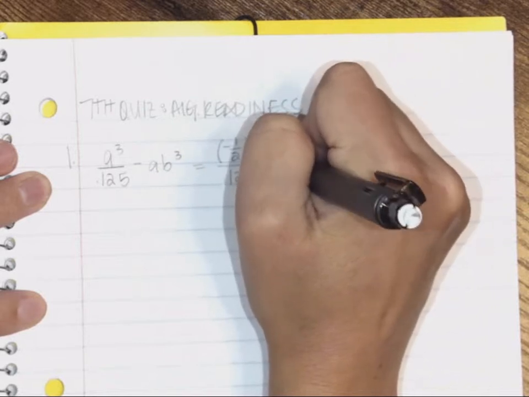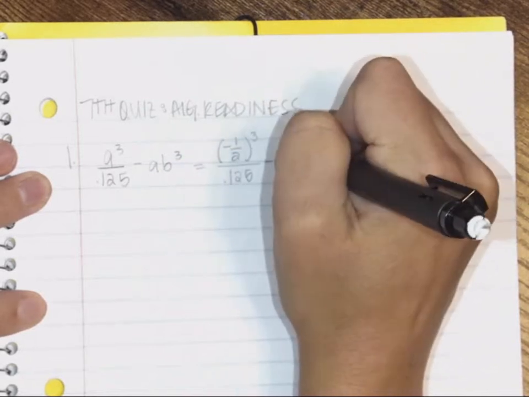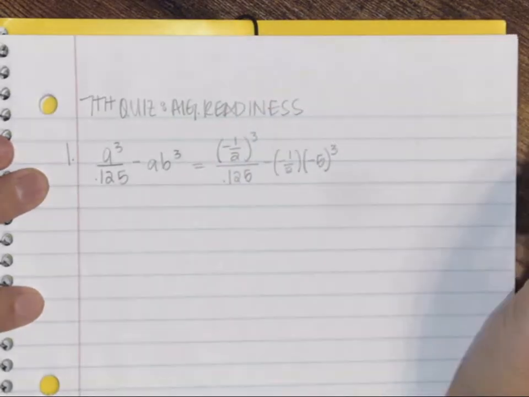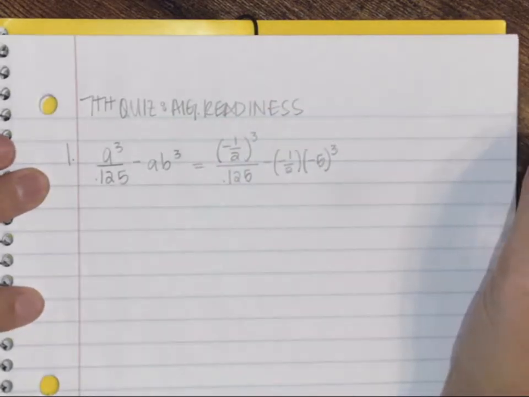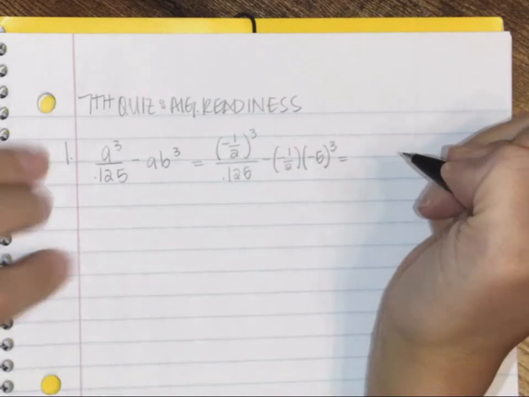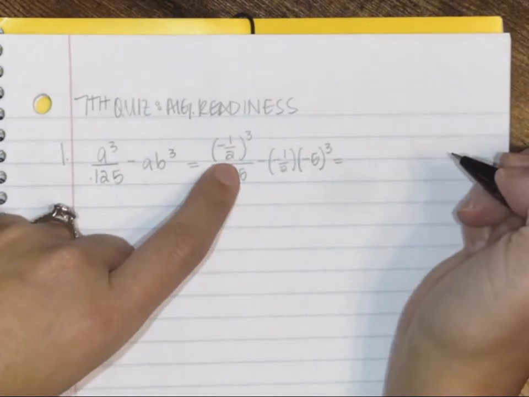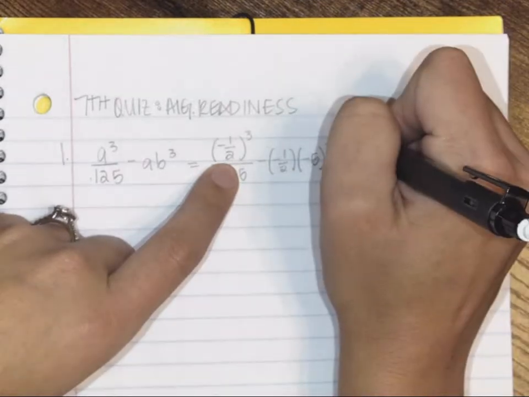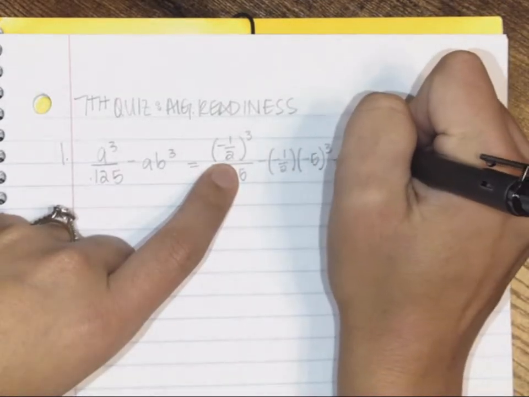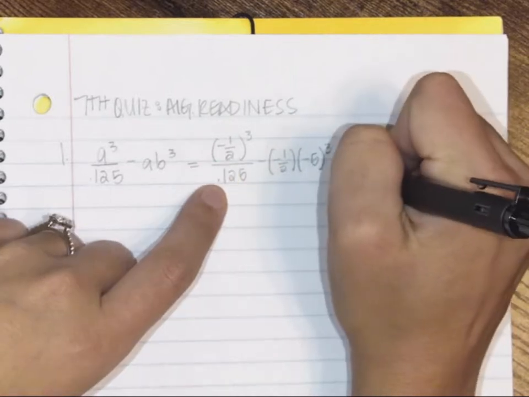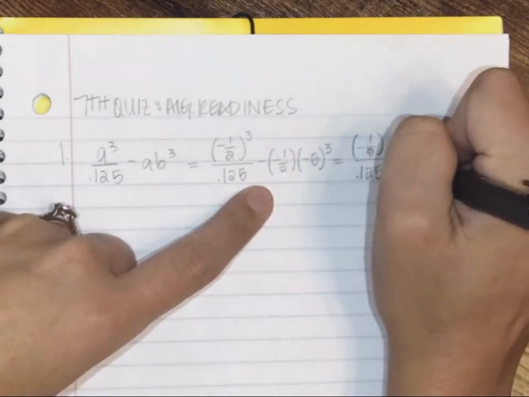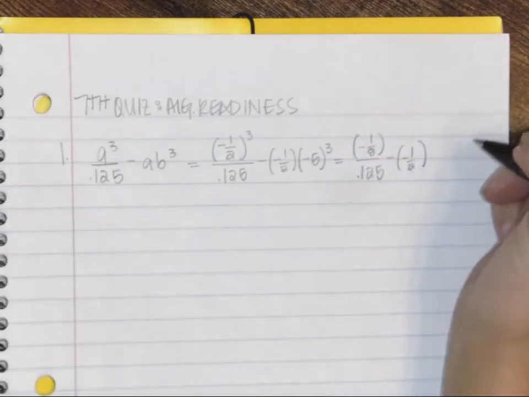(-1/2) times b cubed, which would be (-5) cubed. So we're going to first deal with our exponents. So we have (-1/2) cubed, so -1/2 times the -1/2 is a positive 1/4. 1/4 times the -1/2 is going to be a -1/8 divided by 0.125 minus a -1/2 times a (-5) cubed.